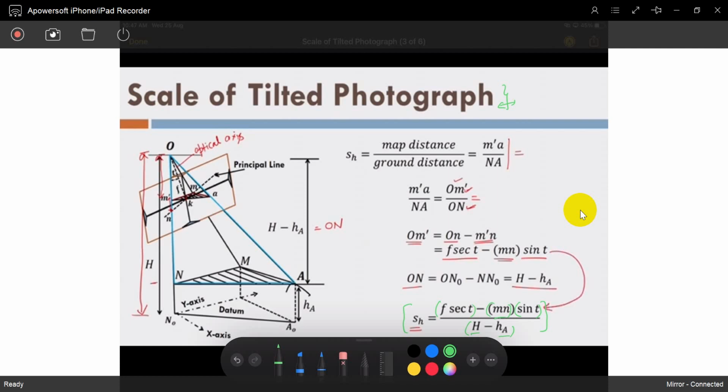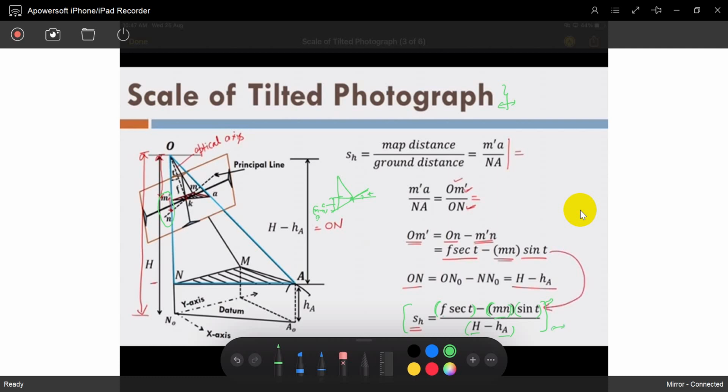Previously it came like this, but now it is a tilted axis, so it will go like this. An extra term, Mn, will come like this. What is Mn? I will say it in the next minute. This extra Mn will come on every scale because the axis is tilted. Based on the tilt of the image, the tilting rotation T, this extra Mn will come. It involves sin T, and you can see this secant theta F. So this is called the scale.